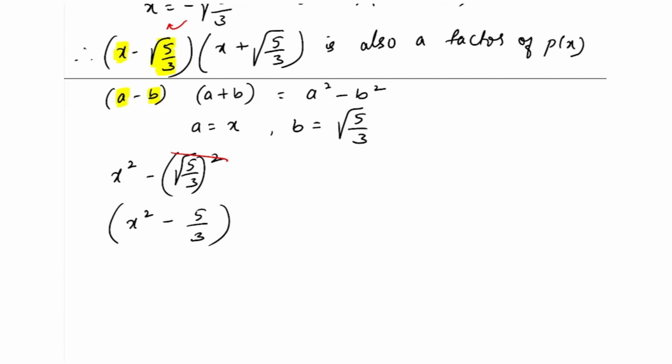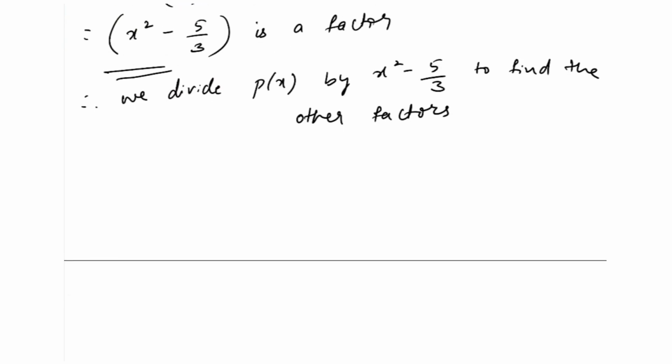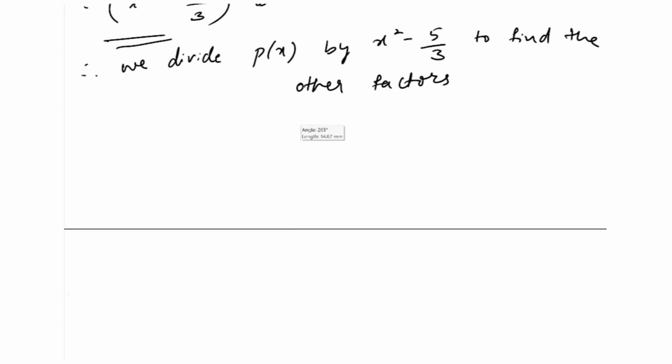Therefore now this is a factor of our polynomial. If this is a factor, then this term will divide our p of x. So we got this one is a factor. Therefore we divide p of x by x square minus 5 by 3 to find the other factors. So first we'll consider our p of x.